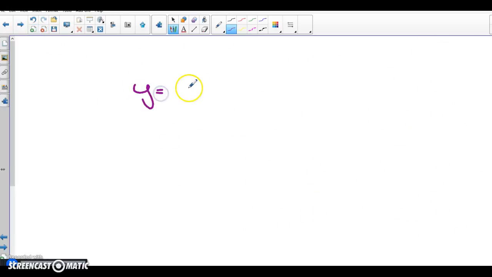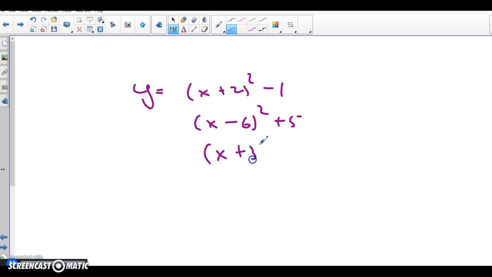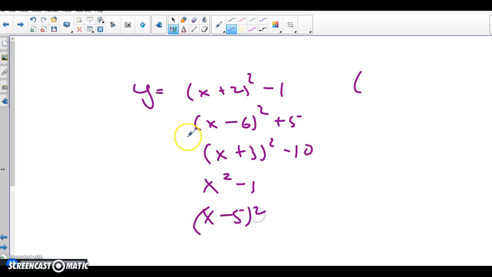y equals x plus 2 squared minus 1, x minus 6 squared plus 5, x plus 3 squared minus 10. Okay, so what's my vertex? Oh, let's do some more. x squared minus 1, x minus 5 all squared. So these are all different. What's up with this? What's my vertex? Change the sign, leave the sign.